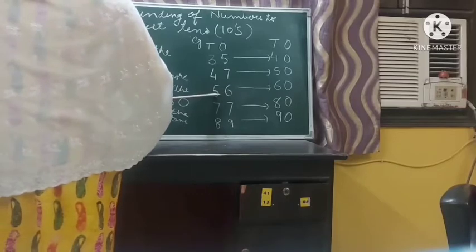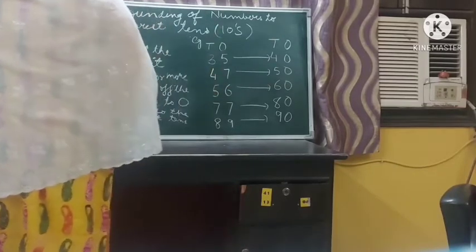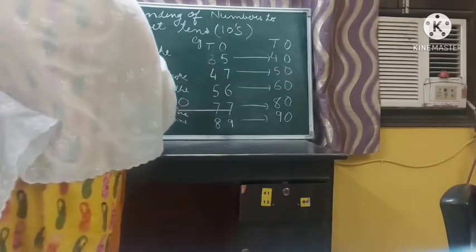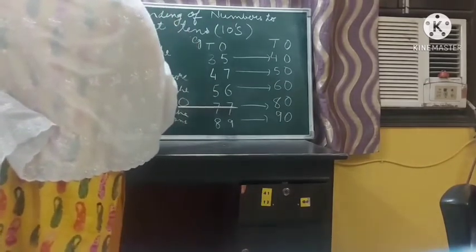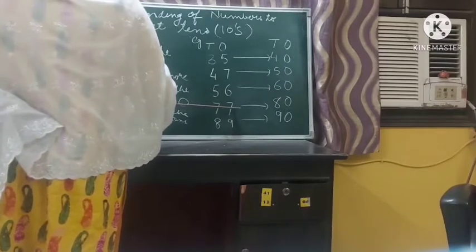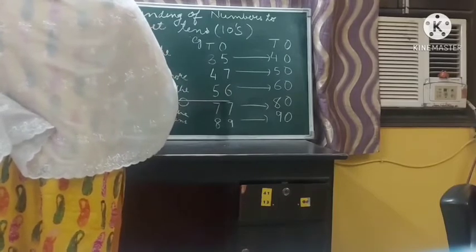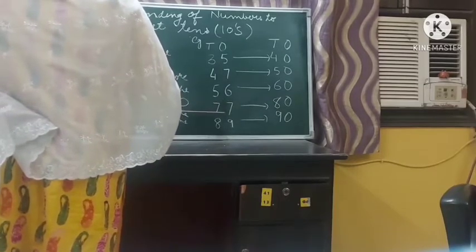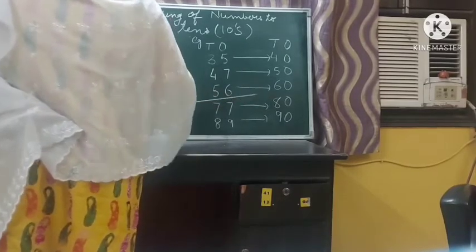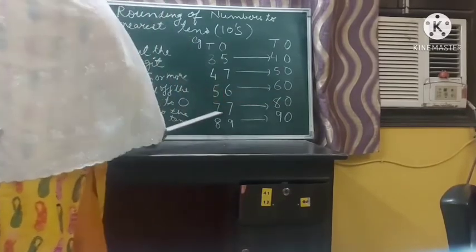So 5 plus 1 is 6. So 56 will be rounded off to 60. Then 77. Again the ones place is 7 which is more than 5. So instead of the ones place 7 you will write 0, and in the tens place you will add 1 to 7 and it will become 8. So 7 plus 1 is 8. So 77 will become 80.